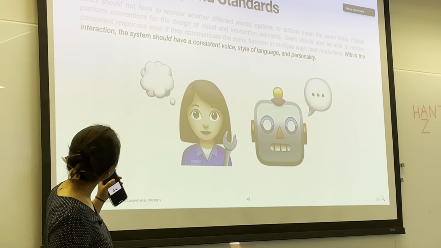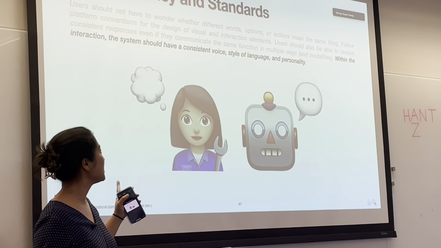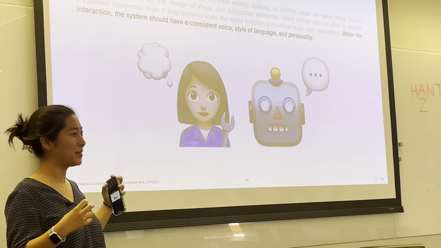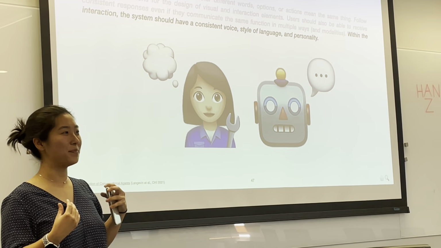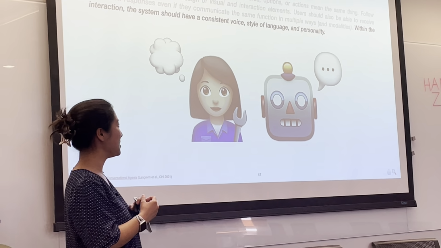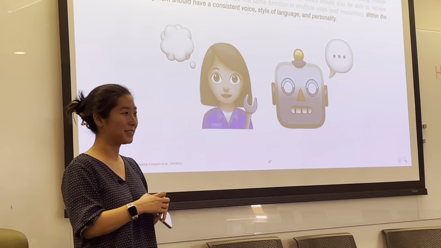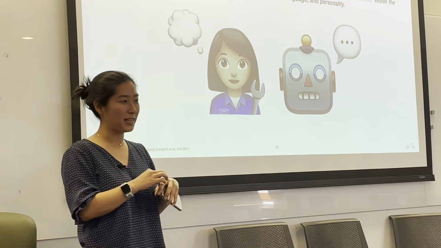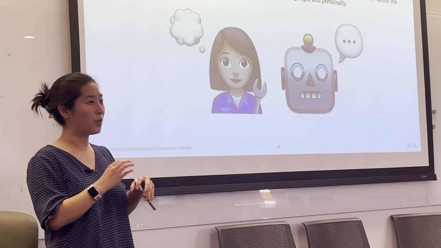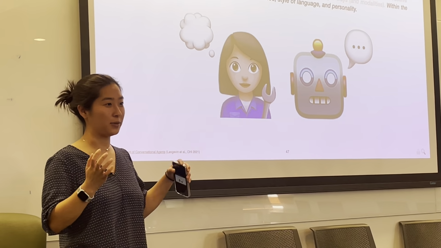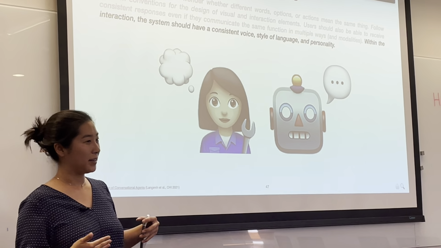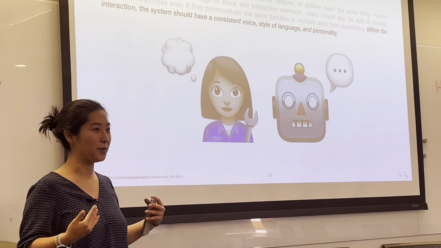Finally, within the interaction, the system should have a consistent voice, style of language, and personality. I think this is probably the most challenging part, and I didn't even do much to it. I gave GPT-3 a prompt and hoped for the best. I feel like this is quite an open research question. It's definitely an open problem in more advanced voice assistants like Alexa or Siri. How do you make sure that the thing that's talking to you is gonna talk the way you want it?